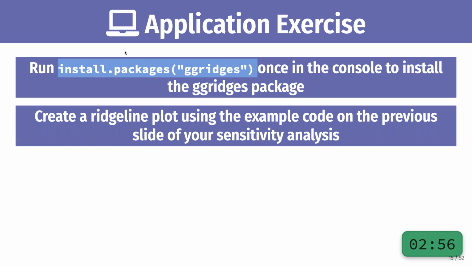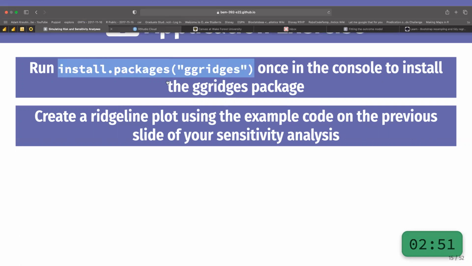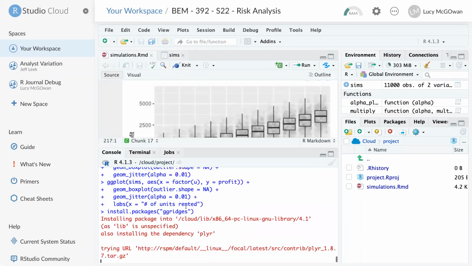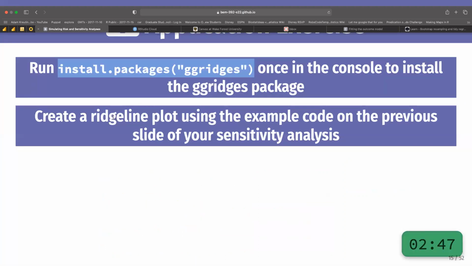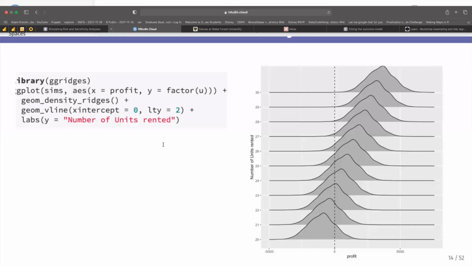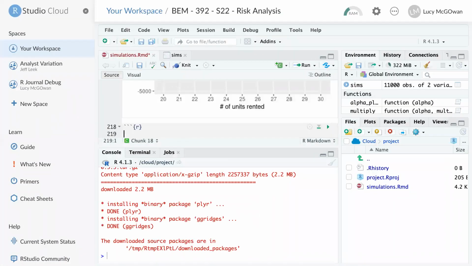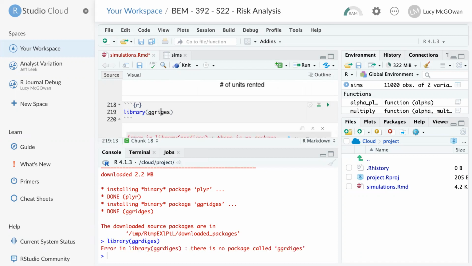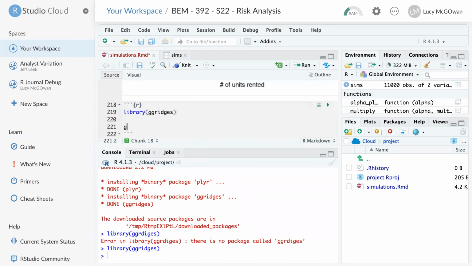All right, let's see. I'm going to pull this code to install the ggridges package in RStudio. And then I'm going to use this code to create these little ridgeline plots. So we first want to use that library. So library ggridges. Oops, I spelled it wrong. There we go.